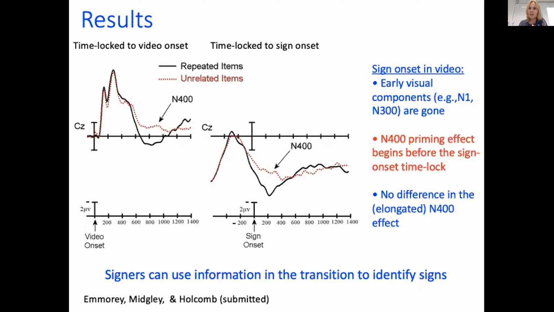And so that's suggesting that signers are actually using transitional information for lexical access in order to have that N400 component come in that early. Also, if you look at the size or the duration of the N400 for the repetition effect, it's basically the same whether you time lock to video onset or sign onset within the video. So you don't see a tighter N400, for example, if you time lock to sign onset within a video.